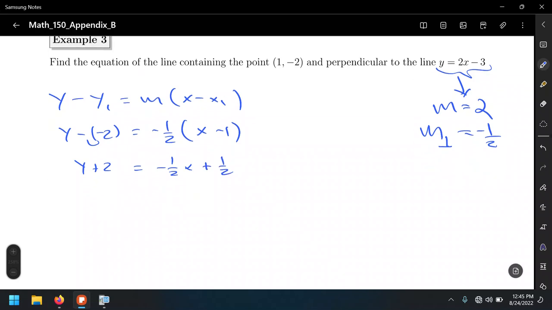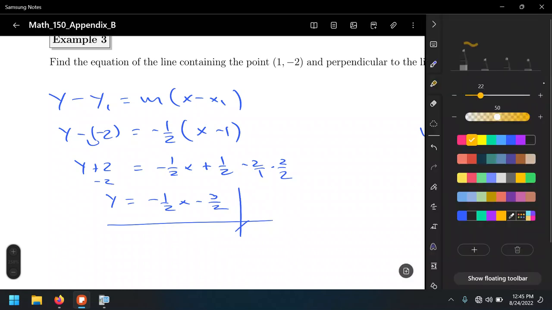And in this case, solve for y by just subtracting 2 from both sides. Okay, so y equals -1/2 minus 2. Oh, I need an LCD. 2 times 2, so 1 minus 4, that's a -3, isn't it? -3/2.